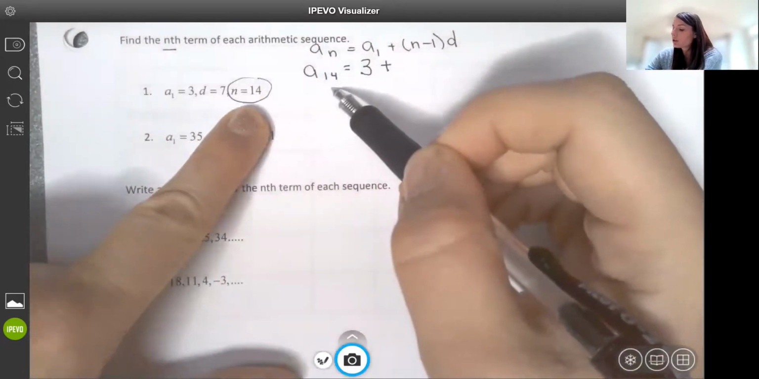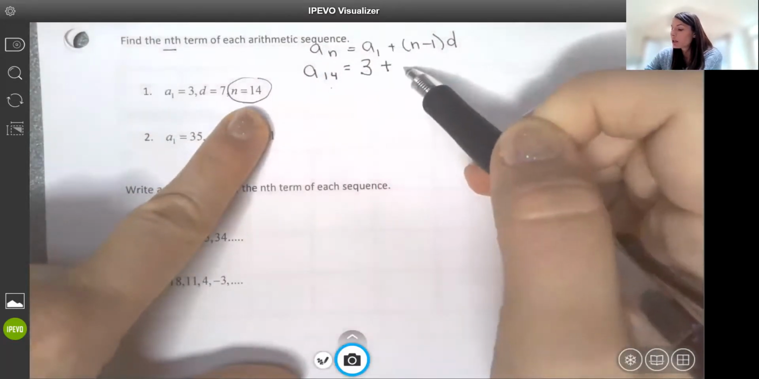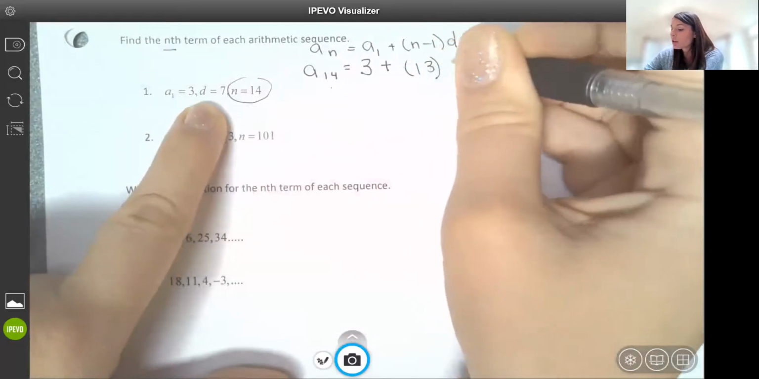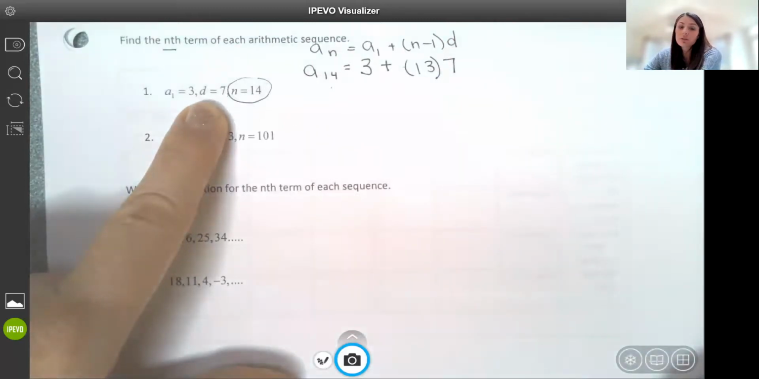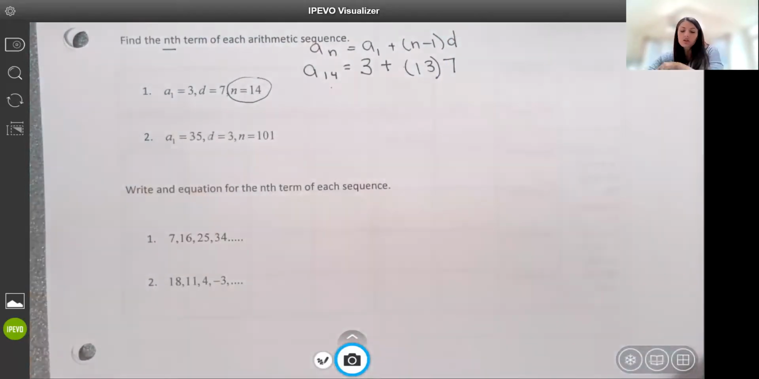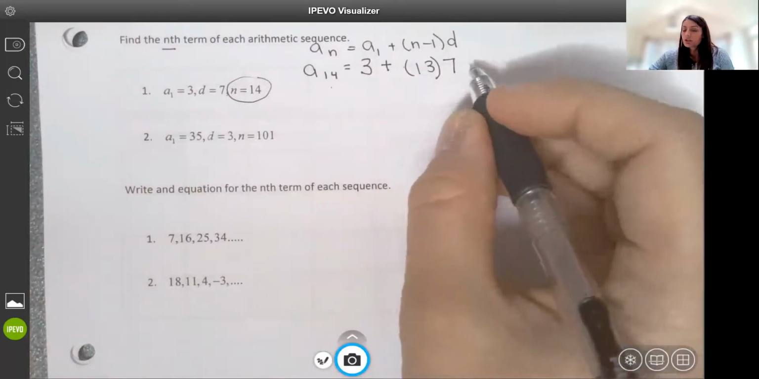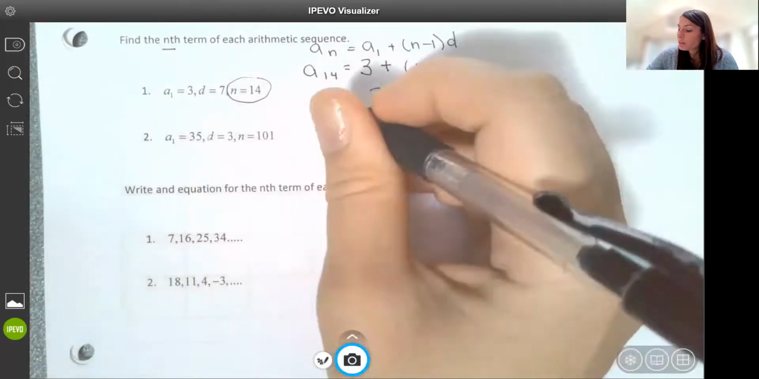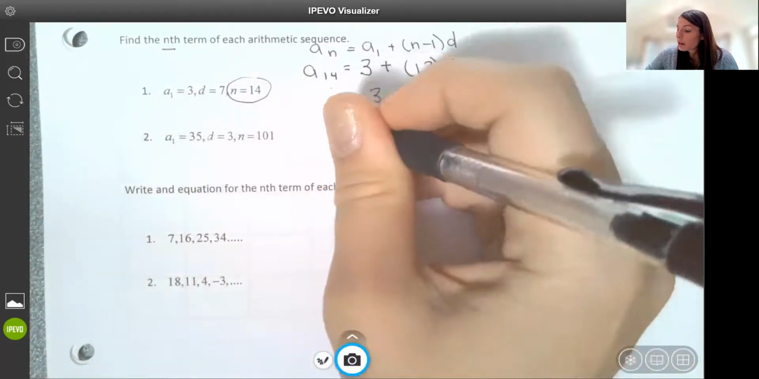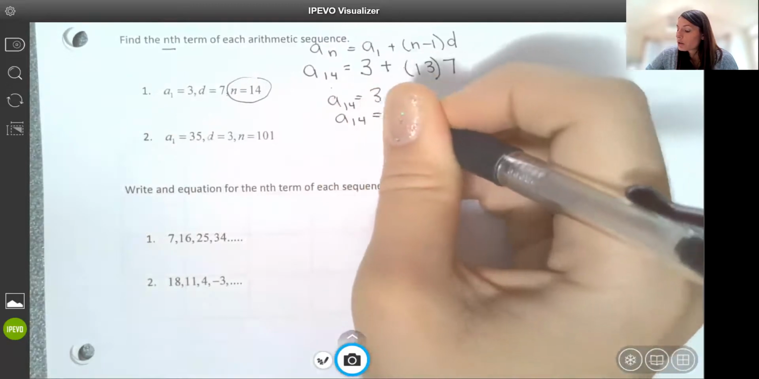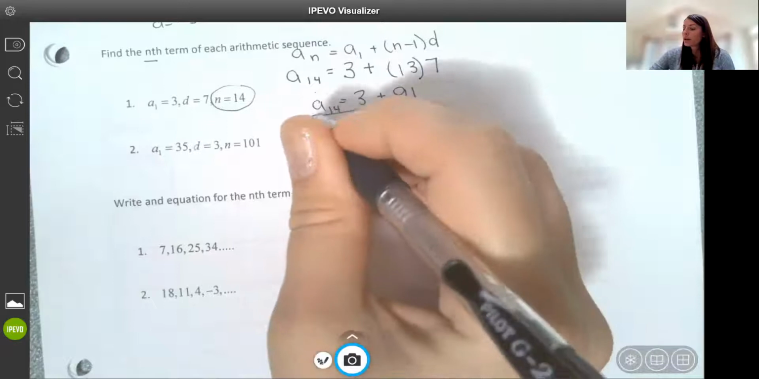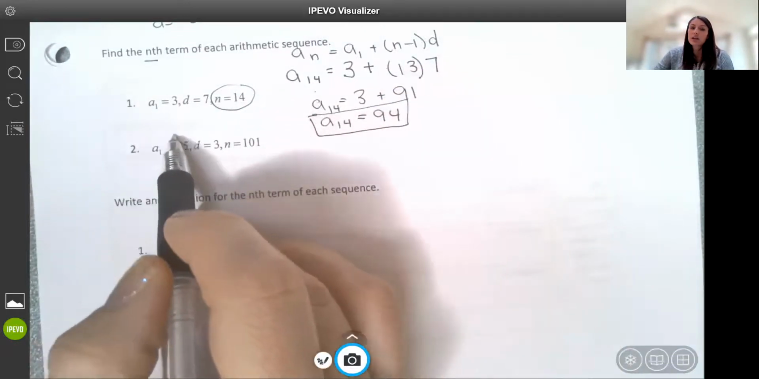So the 14th term would be the first term plus 14 minus 1, or 13, times my difference of 7. Okay. So then I want to make sure that I follow order of operations and do this multiplication first. So I'd have 3 plus 13 times 7 gives me 91. And the 14th term would be 94.